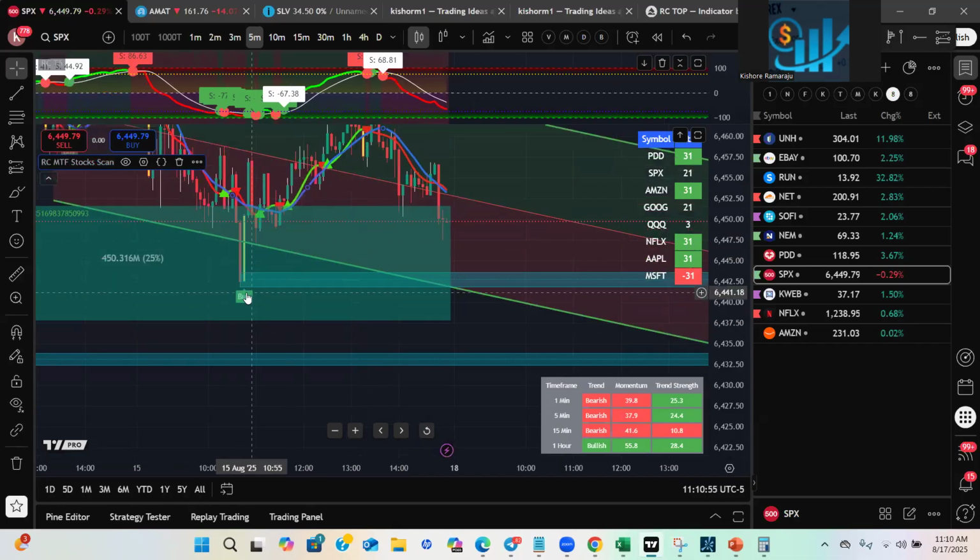You got a buy signal at the bottom. You have a strong support here. You have a lot of buyers here.